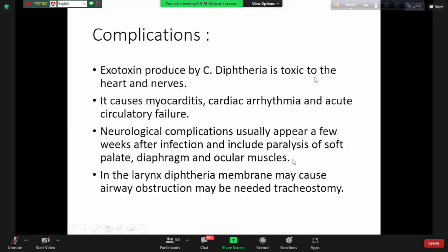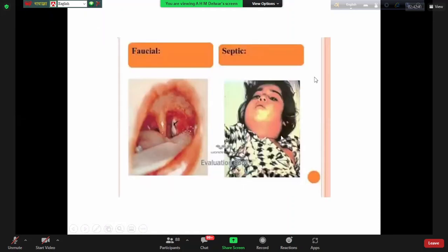There is a question about diphtheria: in laryngeal diphtheria, when do you need tracheostomy? When a patient presents with laryngeal diphtheria and stridor, then you should perform tracheostomy. There is a picture. One is faucial diphtheria. You see a faucial diphtheria membrane over the tonsil.